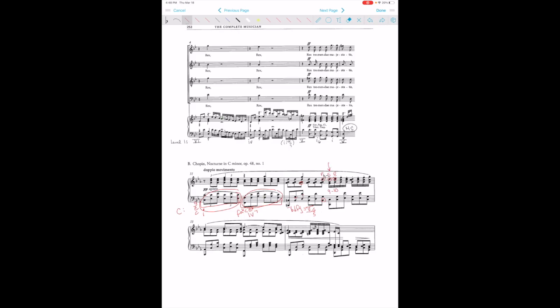And then, you could call this a passing note. This is just if you wanted to analyze the melody, what is structural and what isn't. I'm just really concerned about the harmony here, though. Good luck.